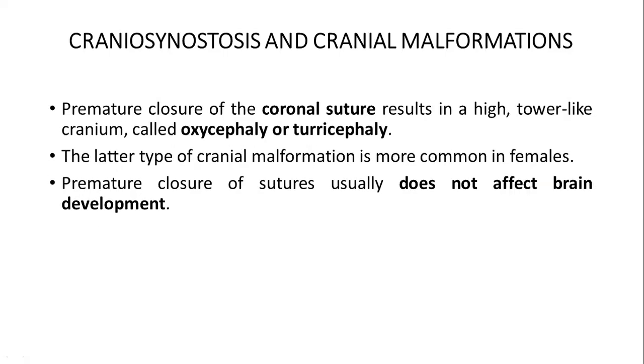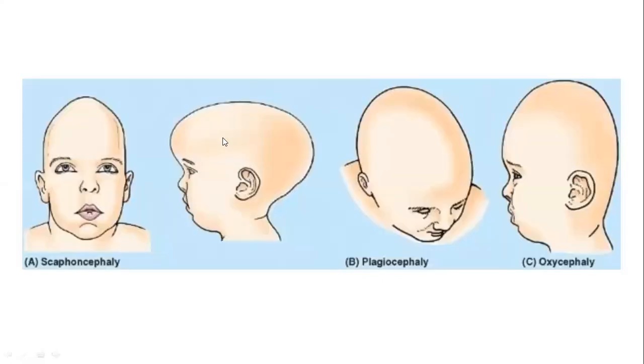Then oxycephaly. This is a premature closure of the coronal suture, which results in a high tower-like cranium called oxycephaly. Premature closure of the coronal suture. This is oxycephaly, tower-like.